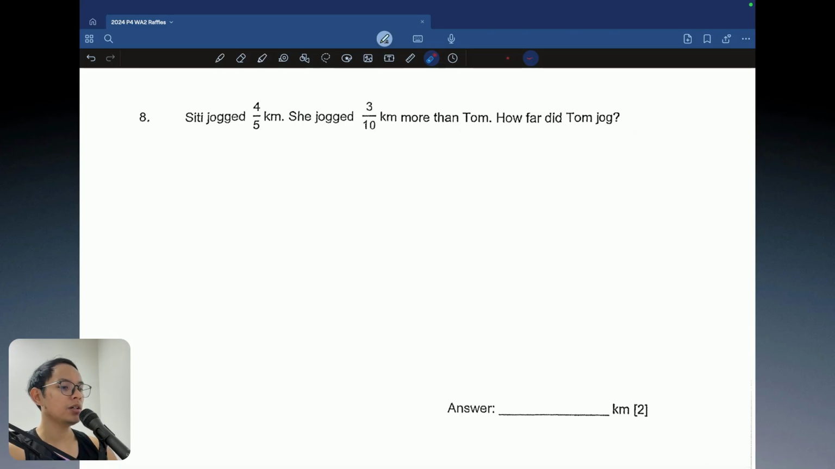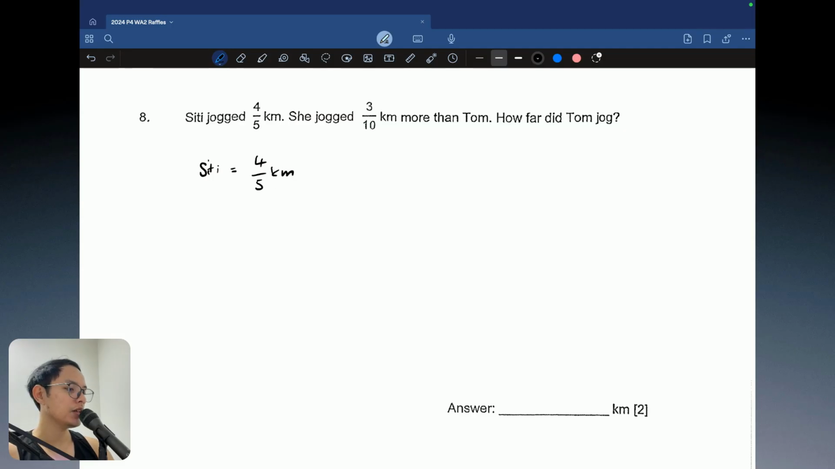Okay, so Siti jogged 4 out of 5 kilometers. She jogged 3 out of 10 kilometers more than Tom. So how far did Tom jog? Okay, so first we need to know how much Siti has jogged. So Siti jogged 4 out of 5 kilometers.